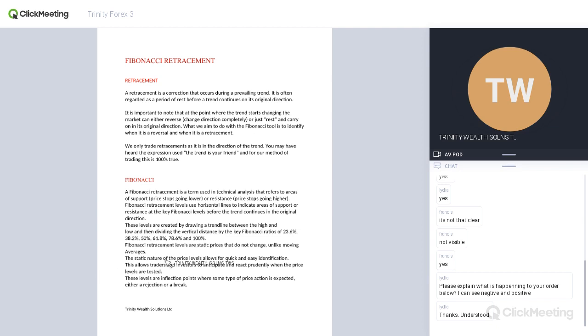Okay? So Fibonacci retracement levels are static prices that do not change, unlike moving averages. The static nature of the price levels allows for quick and easy identification. This allows traders and investors to anticipate and react prudently when the price levels are tested.